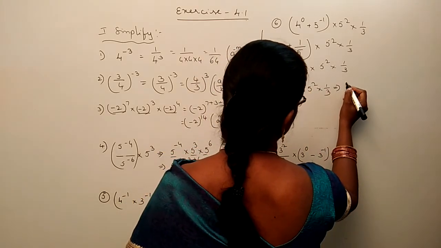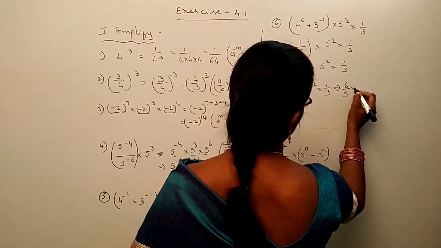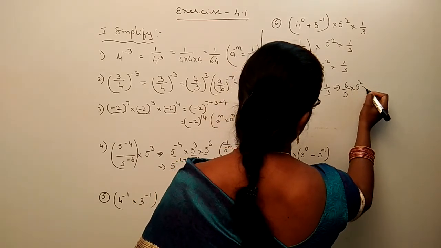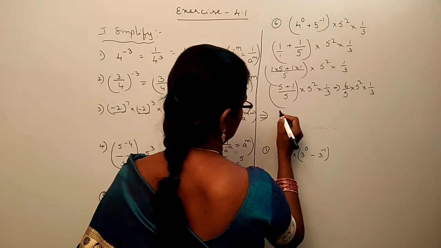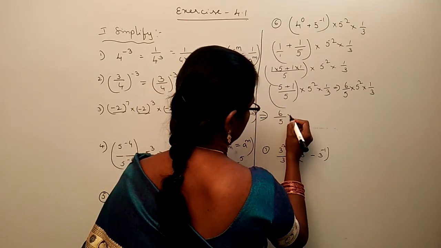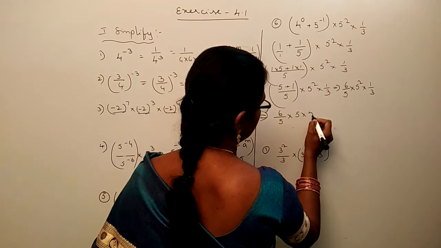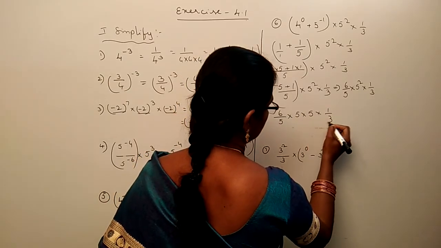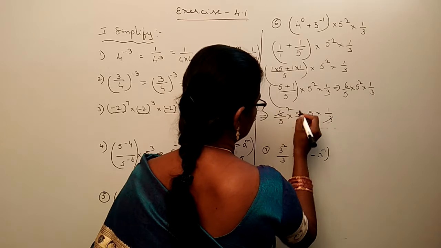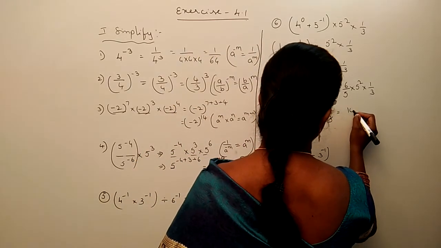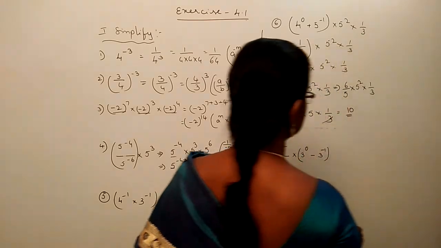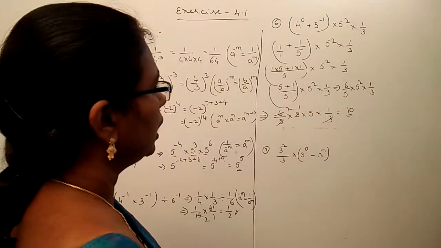Now what you will get? 6 by 5 into 5 square into 1 by 3. 6 by 5 into 5 into 5 into 1 by 3. Now 3 2s are 6, 3 table goes 2 times. 5 goes 1 time. Now what is the answer? 10. What is the answer? 10.